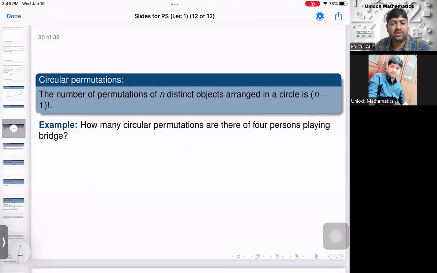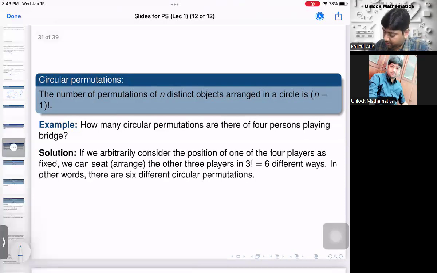Now think of this example. You already know the answer. How many circular permutations are there of 4 persons playing bridge? Bridge is a game you play with cards. So how many different permutations are there of 4 persons? Yes, one you have to fix, and therefore 3 factorial ways. It's a circular permutation basically. Let me move to the next example. This is the answer. We already discussed: 3 factorial equals 6 different ways.